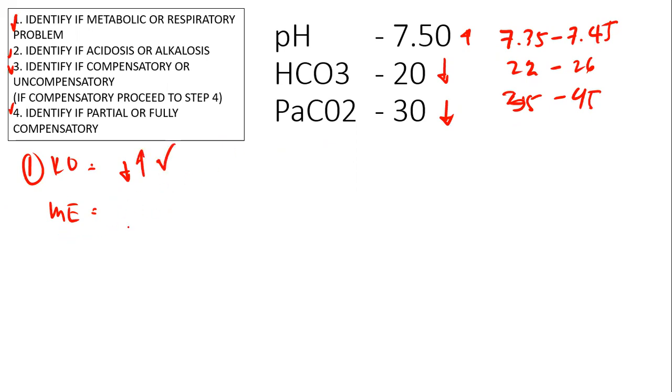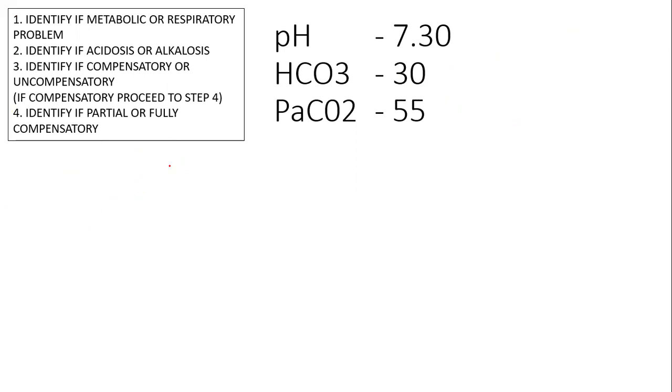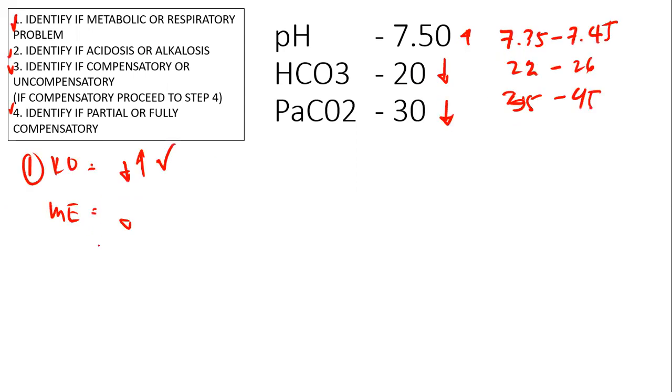Let's take a look at if it's metabolic. So bicarb is down. So we have here down, up, down, up. So metabolic is the arrow down, and then pH is arrow up. So metabolic equal, no. So therefore, this is respiratory. All right, so this is a respiratory problem.